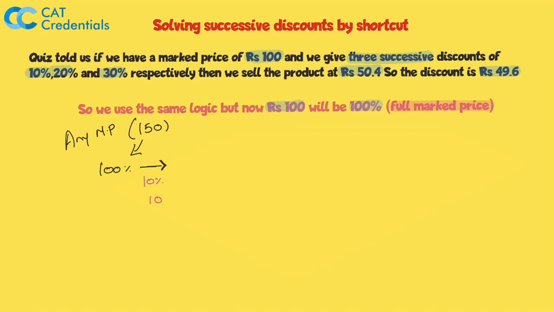Now I give a discount of 10% on this mark price. Think from a percentage point of view. 10% of 100% is 10, so subtract 10 from 100. What do you get? 90%, which means the total mark price, which was 100%, is now left to 90%. So only 90% of the mark price is left right now because 10% is given as a discount. I'm thinking only in terms of percentage right now.